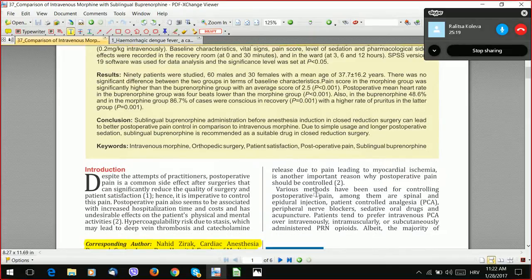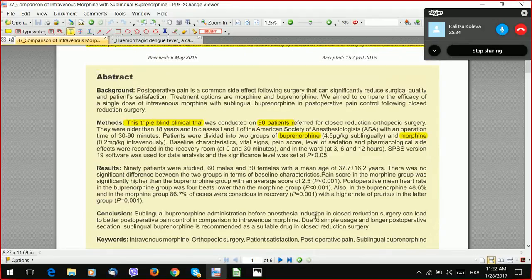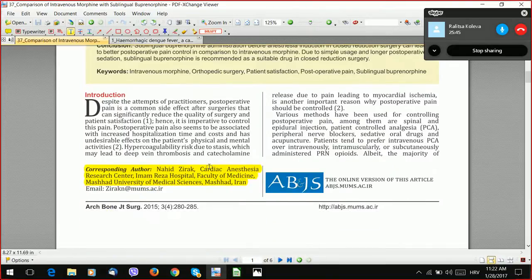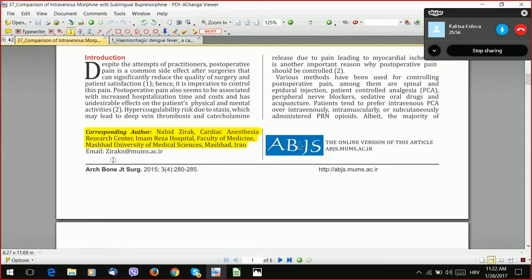Moving on, I need to confirm whether the author-patient relationship exists or not. It says here that the research was performed at Cardiac Anesthesia Research Center, Imam Reza Hospital, Faculty of Medicine, and so on, Iran. The corresponding author is one of the authors of this article, and he is employed in that same hospital. And here is his contact information.